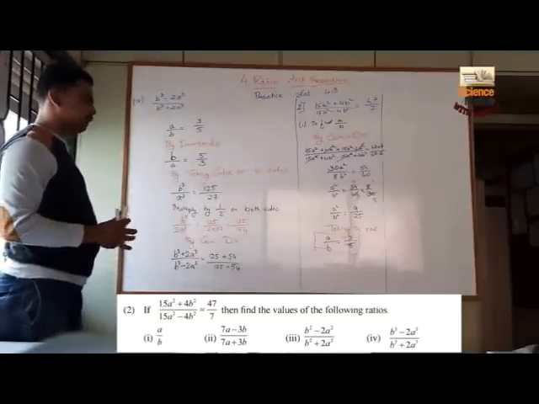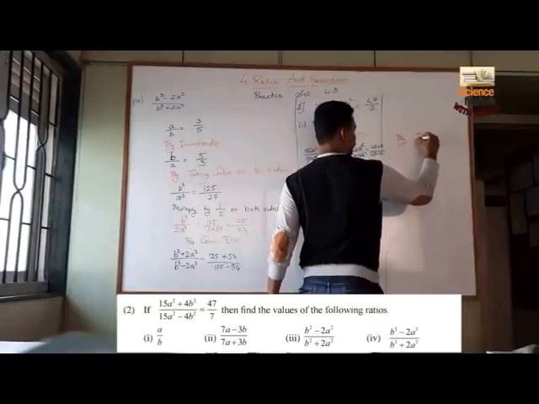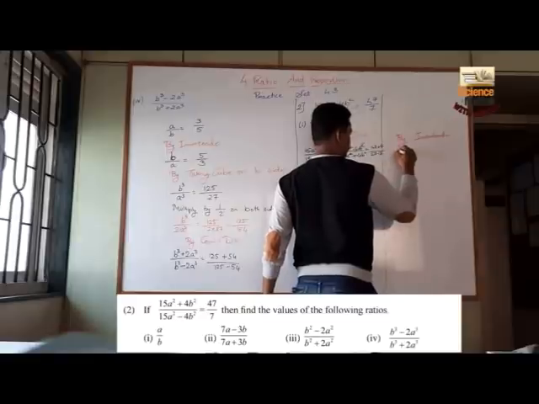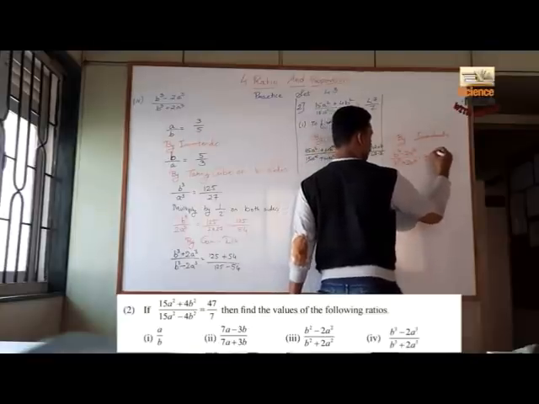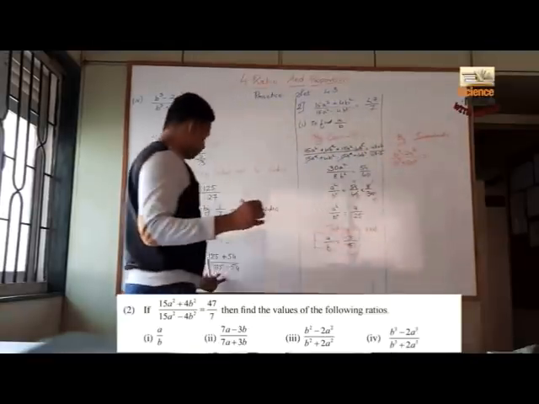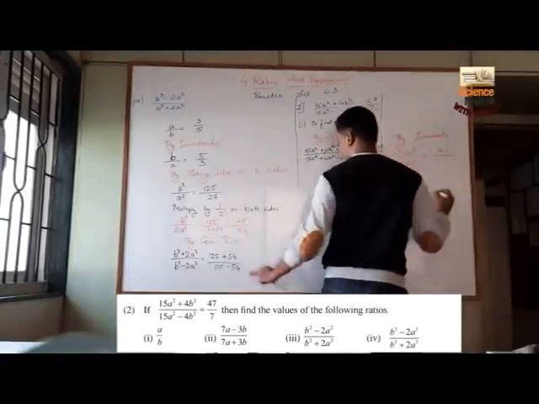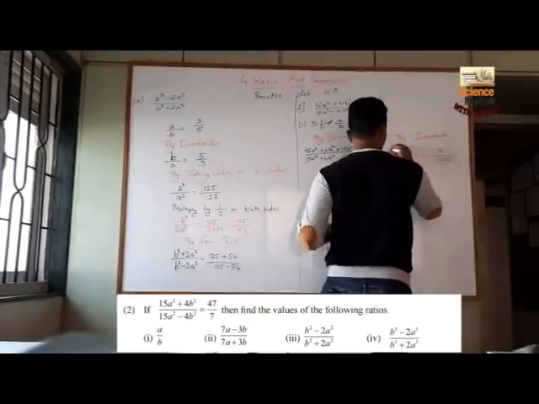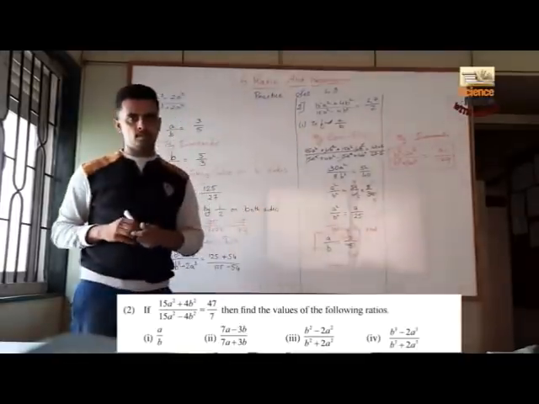So again invertendo. By invertendo, I will have (b cube minus 2a cube) upon (b cube plus 2a cube) is equal to, subtraction of these two, 125 minus 54 will give me 71. Addition of these two will give me 179. This is my final answer for the question.